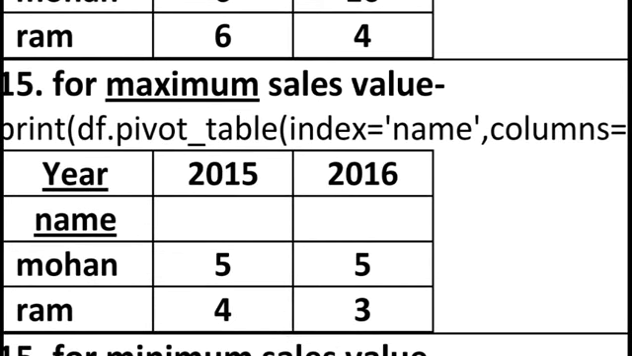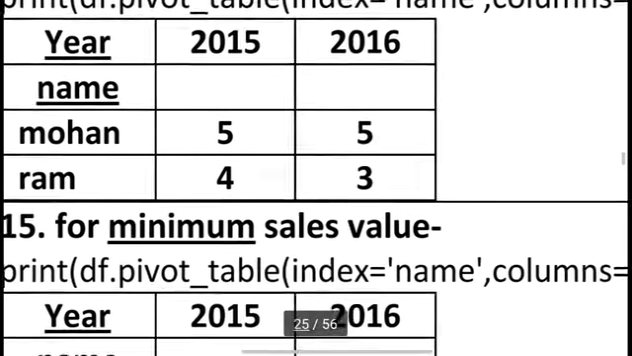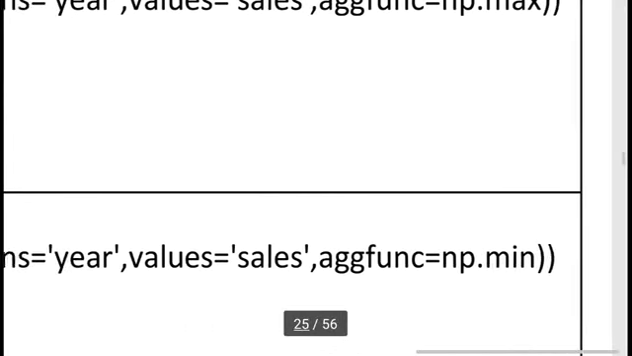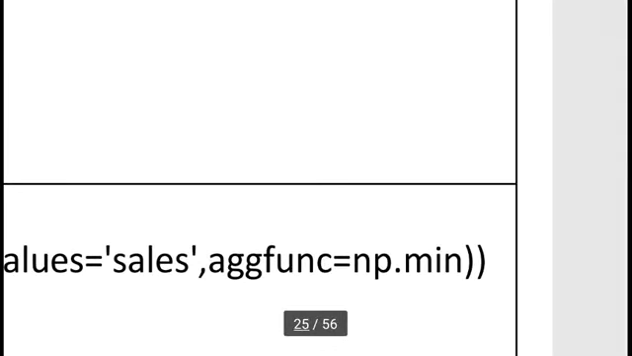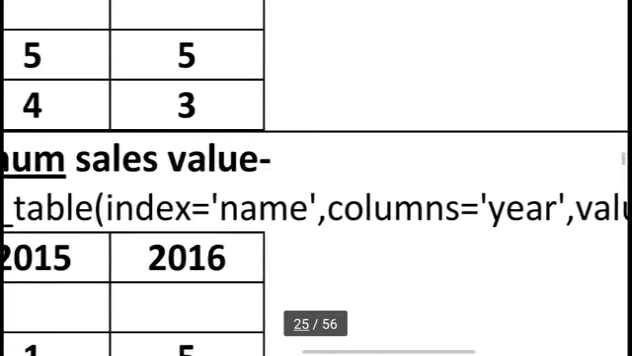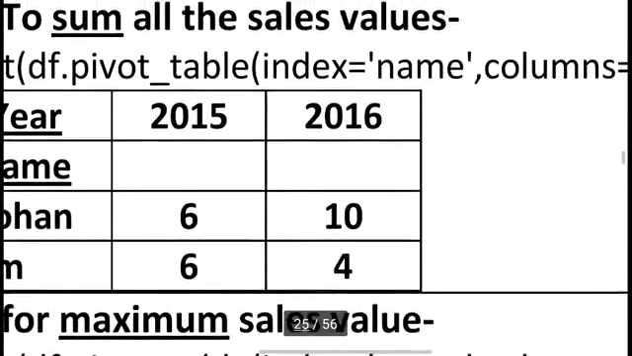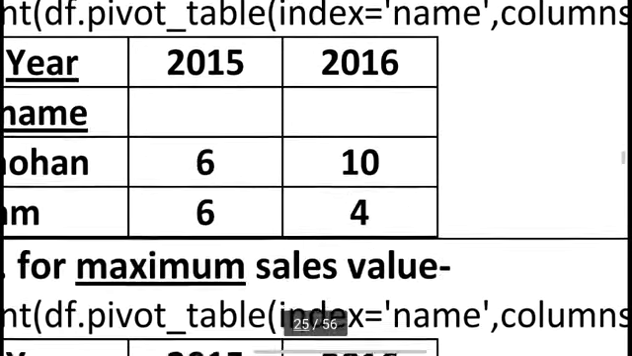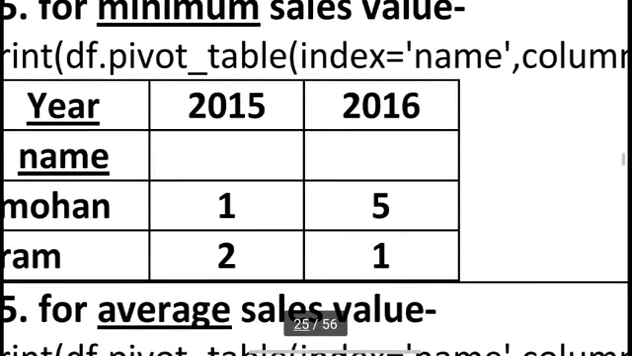By each salesman you can see. For the minimum value, the same command you can copy and paste here. Here only you change to np dot min. So you can see the minimum value of this pivot table. 1, 5, minimum is 1. 5, 5, already 5. 2, 4, minimum is 2. 1, 3, minimum is 1. So you can see the minimum sales.